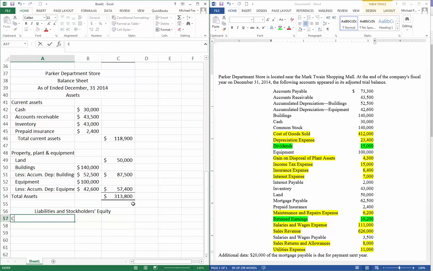All right, current liabilities. They will include my accounts payable, my mortgage payable, not my whole mortgage payable, right? There's a current portion of it. That's the amount that's due within the next year. So part of a mortgage will be long-term in nature, the other part will be current in nature. Salaries and wages payable, and interest payable.